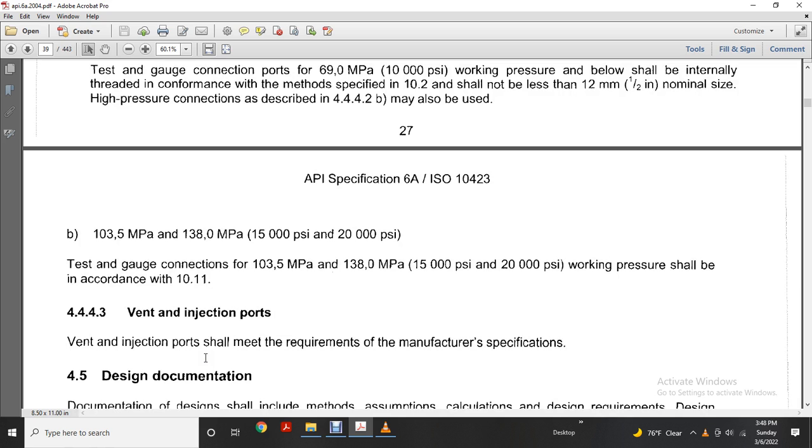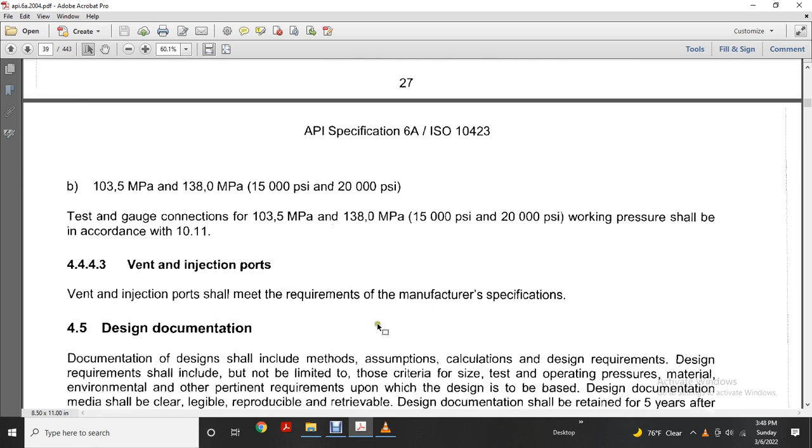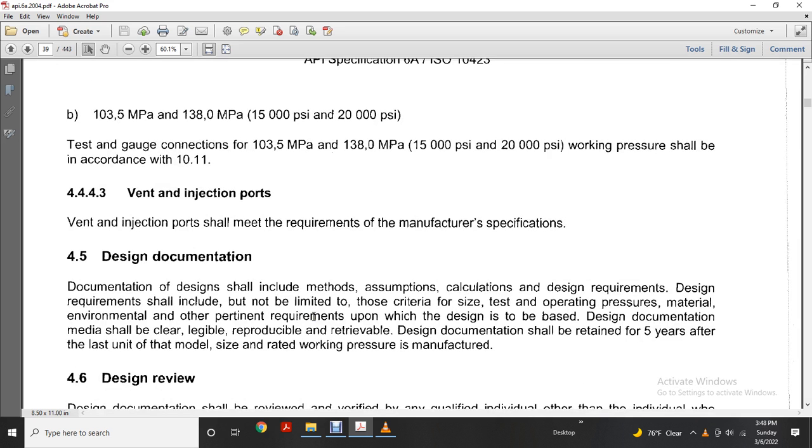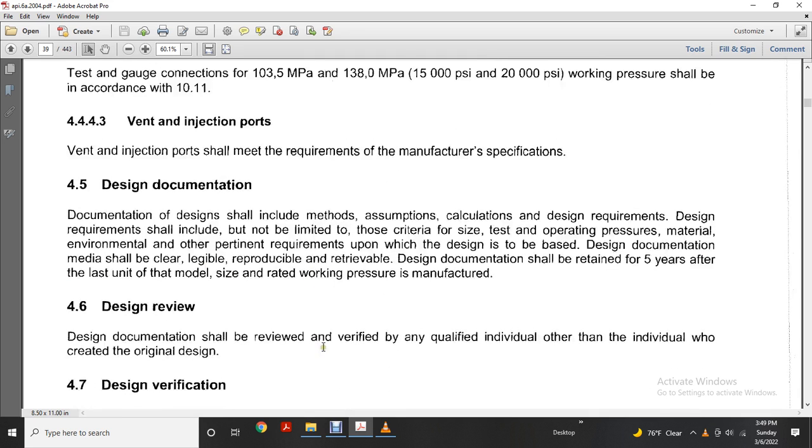Vent injection ports shall meet the requirements of the manufacturer's specification. Design documentation shall include the methods, assumptions, and calculations. Design requirements shall include, but not be limited to, criteria of size, testing, operation, pressure, material, environmental, and other pertinent requirements upon which the design is to be based. Design documentation media shall be clearly legible, reproducible, and retrievable. Design documentation shall be retained for 5 years after the last unit of that model and rated working pressure is manufactured.